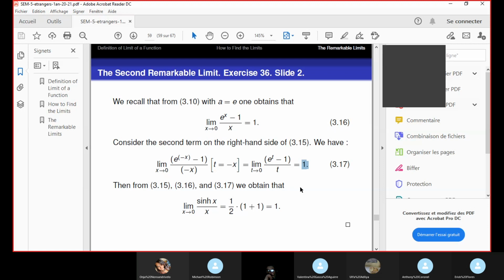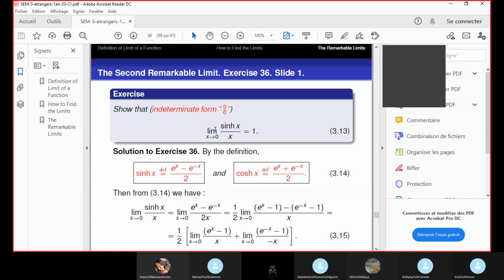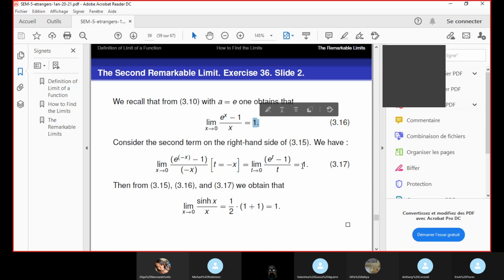Yes. So finally, we are looking for the limit of hyperbolic sinus of x over x. Then you see we have 1/2 multiplied by the sum of the limits. We know these two limits, 1 plus 1. Then finally, the desired limit will be 1. Okay?